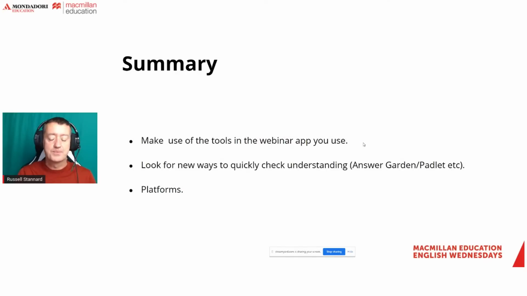Okay, so a couple of summaries. Make use of the tools in the webinar app you use. So, of course, the webinar app has a chat window, has audio. You were already talking about that. Looking for new ways to quickly check understanding. Typical tools that we use like Answer Garden and Padlet, and then these new platforms, these new technologies that we've looked at today. Particularly Word Wall.